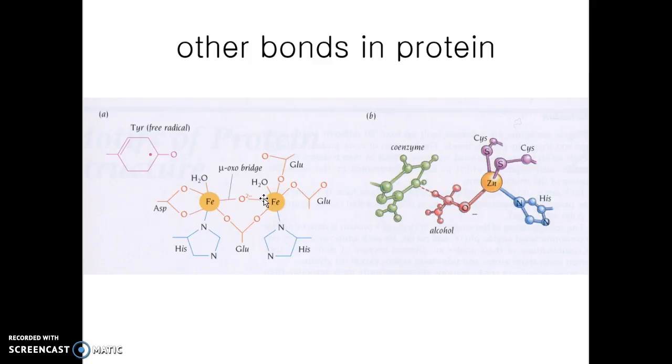This is part of the enzyme ribonucleotide reductase, contributing to making this kind of tyrosine free radical, which is involved in catalysis. In B, another metal, zinc, is found in the enzyme alcohol dehydrogenase. So in this case, two cysteines and one histidine are binding to the zinc.